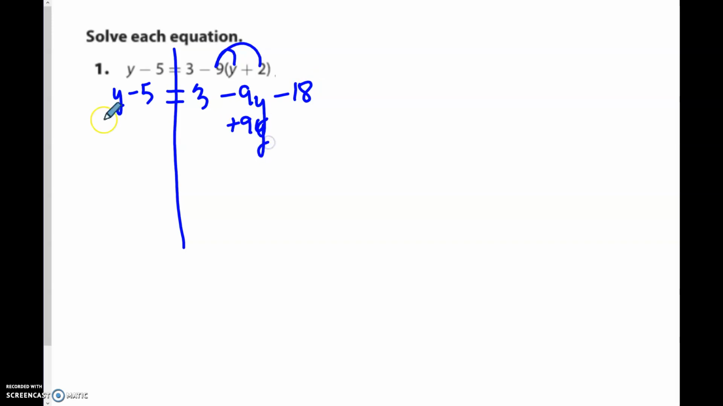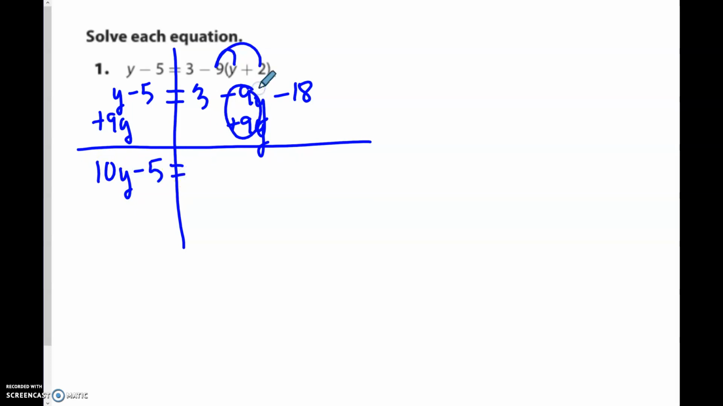So I'm going to add 9y. So when I do that, I get 10y minus 5. And over here, these cancel out. And what I'm left with is 3 minus 18. Well, 3 minus 18 is a negative 15.